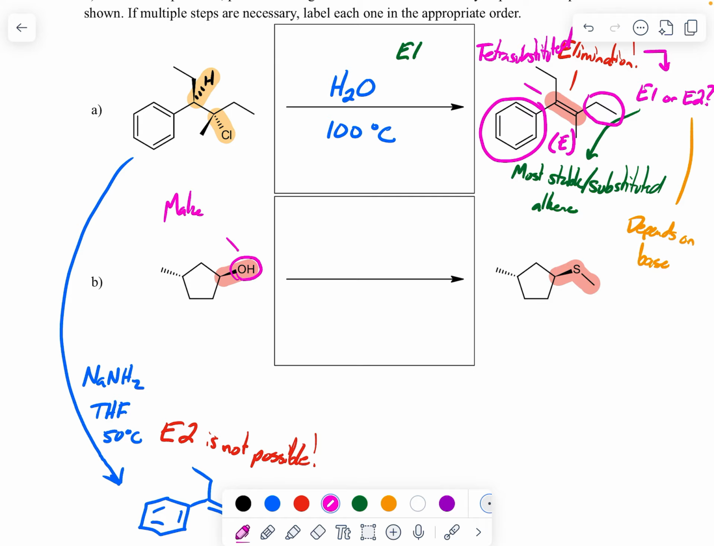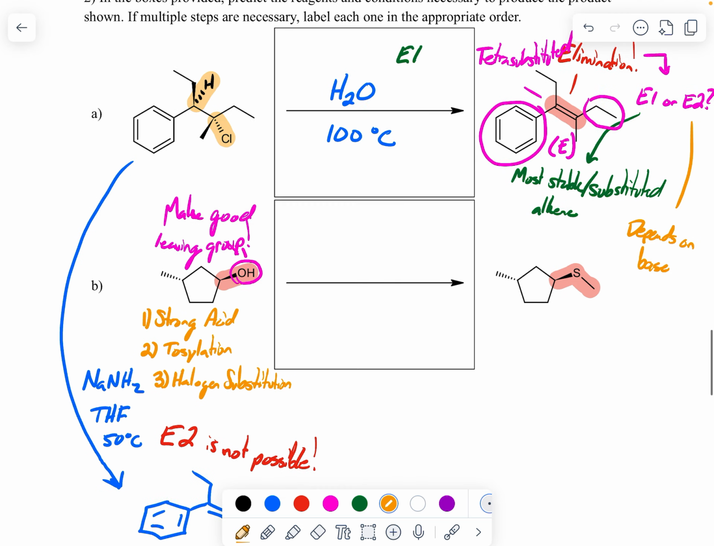Make a good leaving group. But here's the thing. Not every reaction that makes an alcohol a good leaving group is appropriate here. Remember that we have 3 different methods for making alcohols into good leaving groups. Method number 1 is we could use a strong acid. Method number 2 is we could do a tosylation. And method number 3, we could do a halogen substitution.